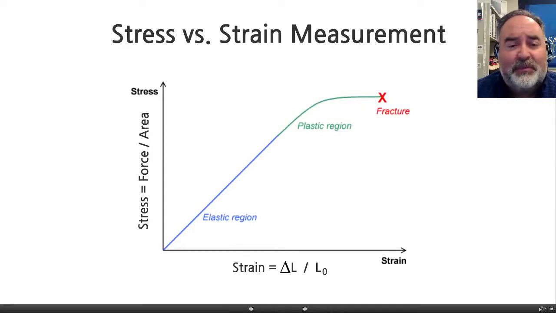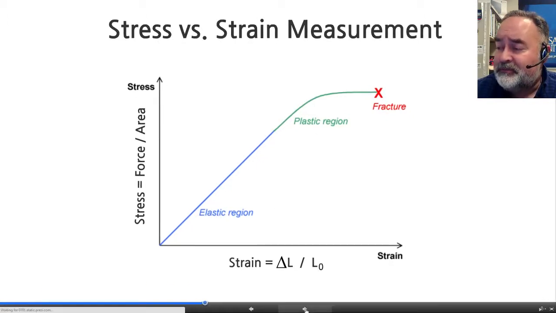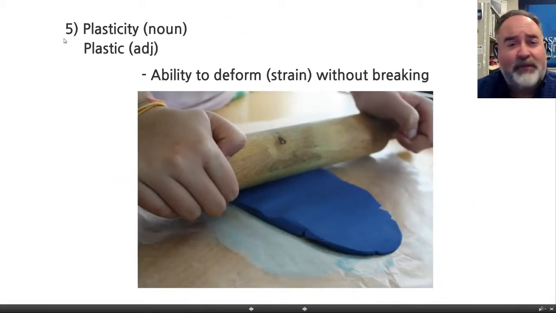Elastic region and this plastic region. What's actually happening when a material is in this elastic region or in this plastic region? So this is our next vocabulary word, and that's plastic or plasticity. Plasticity is the noun. That's how much plastic ability does it have. Plastic is an adjective. Wow, look how plastic that thing is.